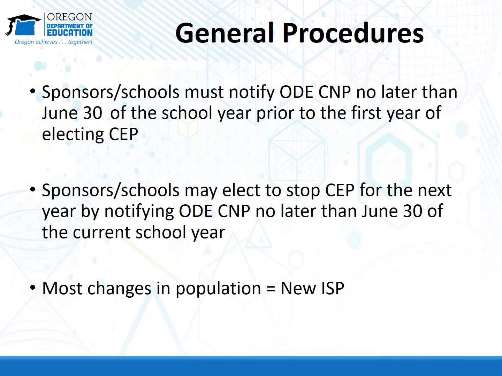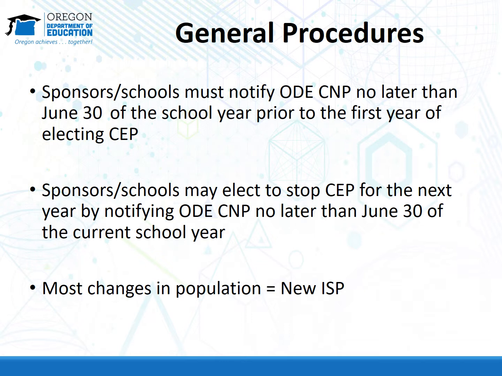Sponsors and schools must notify ODE CNP no later than June 30th of the school year prior to the first year of electing CEP. Please apply early. Sponsors and schools may elect to stop CEP for the next year by notifying ODE CNP no later than June 30th of the current school year. ODE will be sending a continuation request letter to sponsors currently using CEP later in the spring.